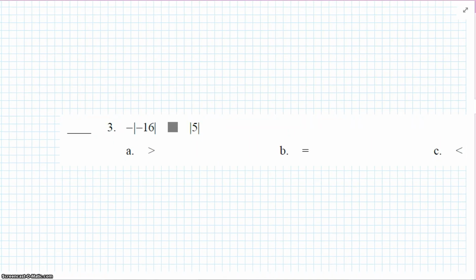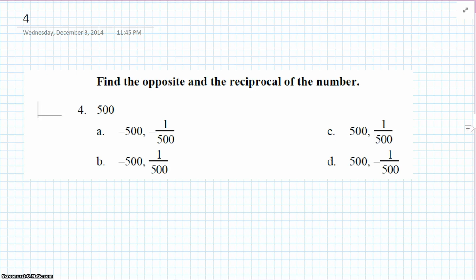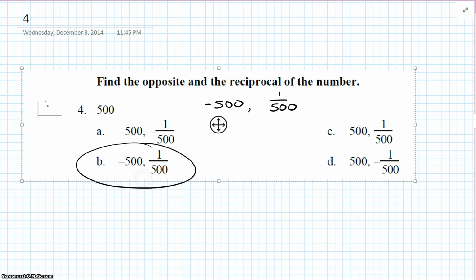All right, negative absolute value of negative 16 and absolute value of 5. Well, that'll be negative 16, that'll be 5. So 5 is always bigger, so the answer would be C. Okay, number 4. Find the opposite and the reciprocal. Well, the opposite of 500 is just negative 500. All right. The reciprocal is just 1 over the number. We just remember flip it. 1 over 500. So the answer should be B.